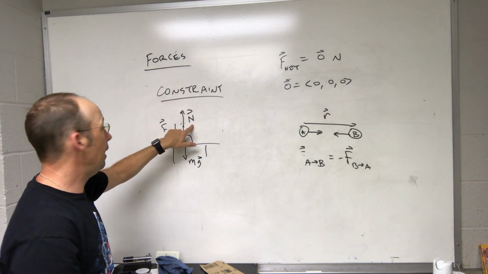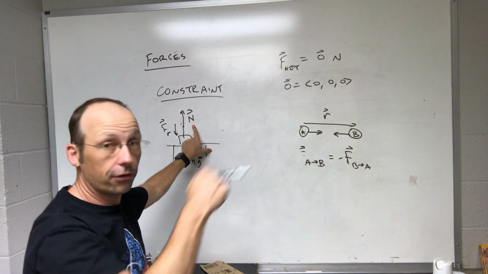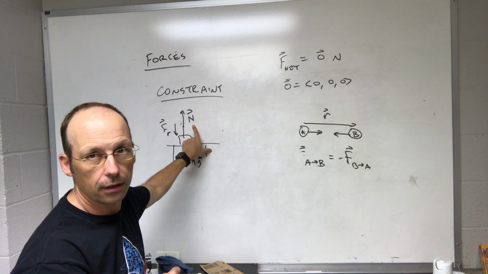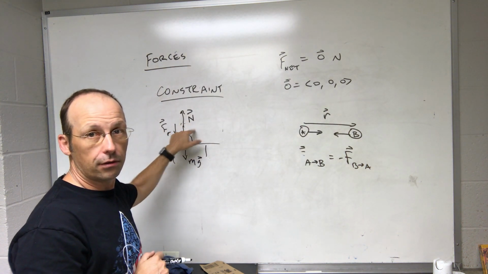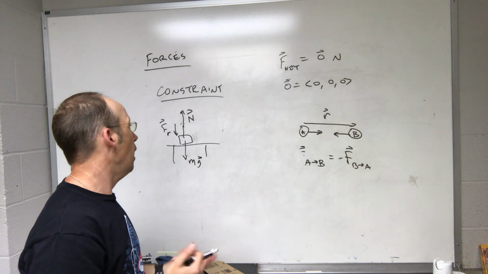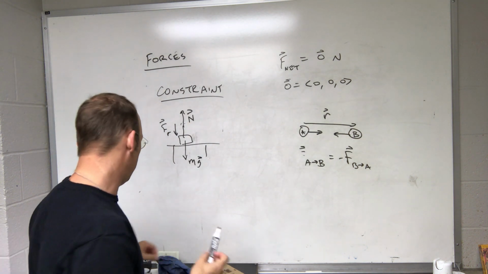Okay, so N, we can't calculate N just saying there's a formula for N. There is no formula for N. Instead, N is a force of constraint. It does what it needs to do to keep that book where it's at. Another force of constraint is the tension.